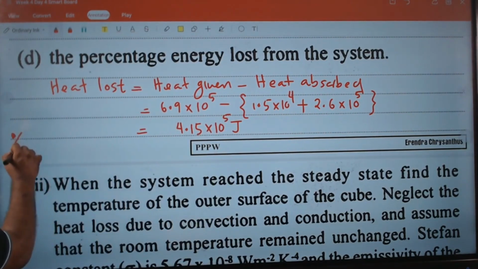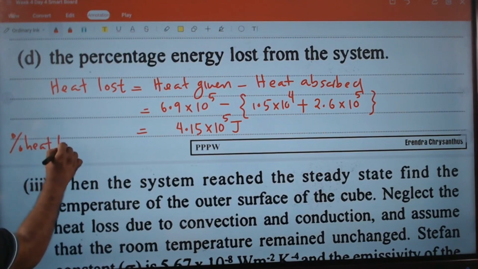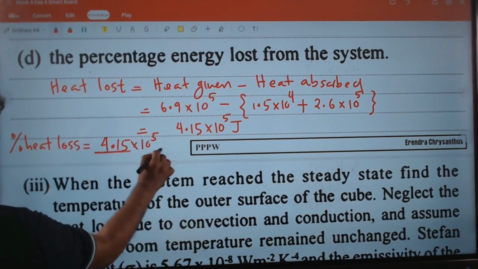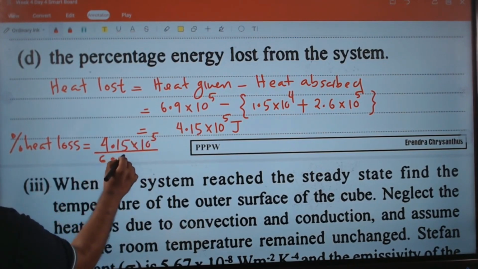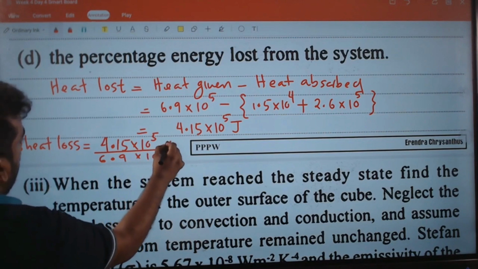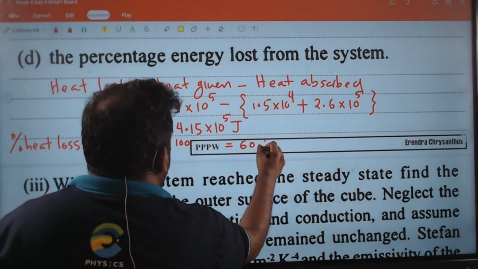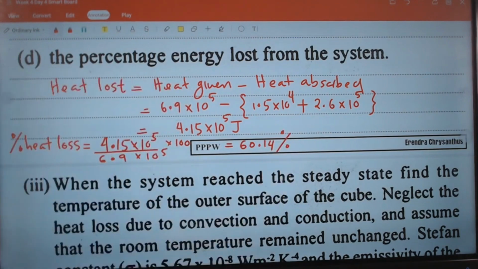So percentage heat loss is 4.15 10 to the power 5 divided by heat given 6.9 10 to the power 5, into 100. Percentage heat loss is 60.14%. Lot of heat is lost. Right.